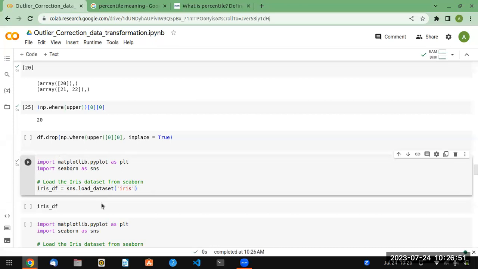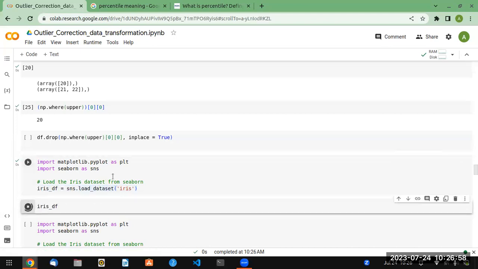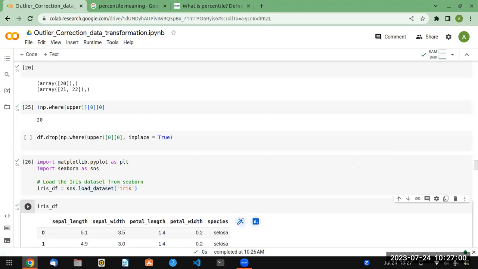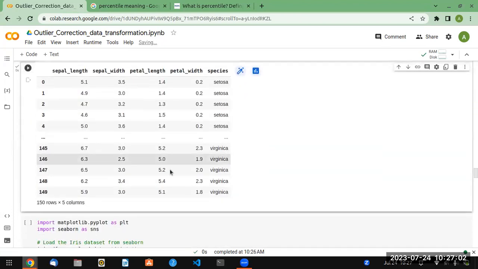Let me first load the dataset. Iris, I think you know this, right? You need not explain. sns.load_dataset. Okay, this is the dataset. Also, guys, I have provided you one EDA file of performing EDA on the Iris dataset. So that also you can refer to, to find out all these things.